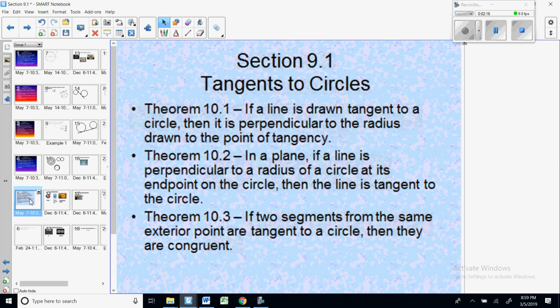Okay, theorem 10.1: if a line is drawn tangent to a circle, it's perpendicular to the radius drawn at the point of tangency, and theorem 10.2 is its converse. In a plane, if a line is perpendicular to the radius of a circle at the endpoint on the circle, the line is tangent to the circle. In other words, tangent lines are perpendicular to the radius at the point of tangency. And if two segments from the same exterior point are tangent to a circle, then those segments are congruent as well. Both of those theorems we're going to take a look at here at the very end of the presentation after we deal with the parts of a circle.